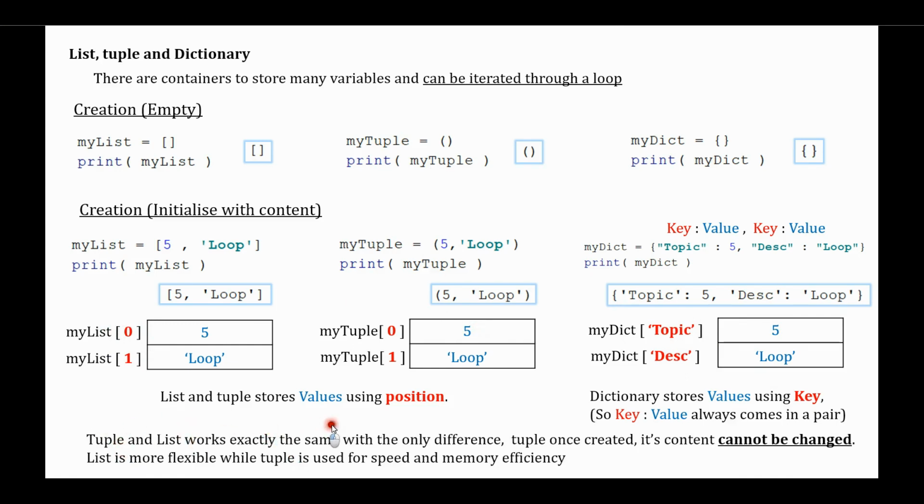Tuple and list work exactly the same, with the only difference being that once you create a tuple, the content cannot be changed. A list is more flexible because you can change the value during runtime, while a tuple is used for speed and memory efficiency. The speed of accessing a tuple is faster than a list.